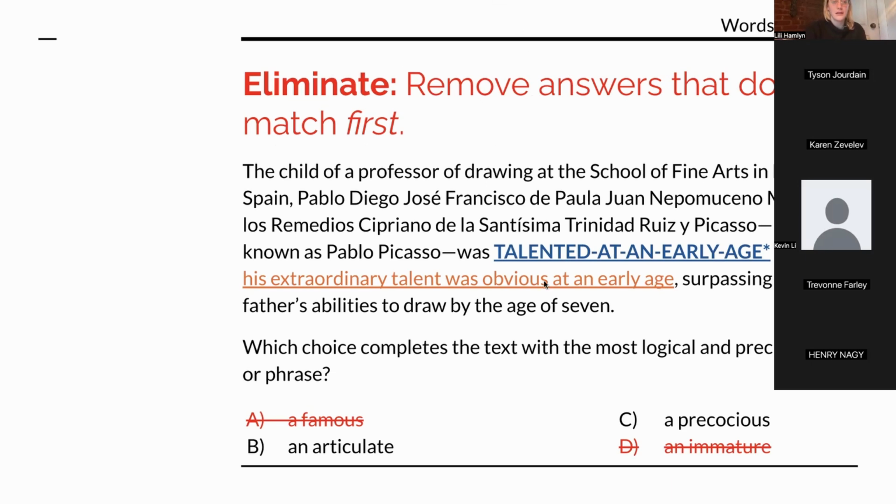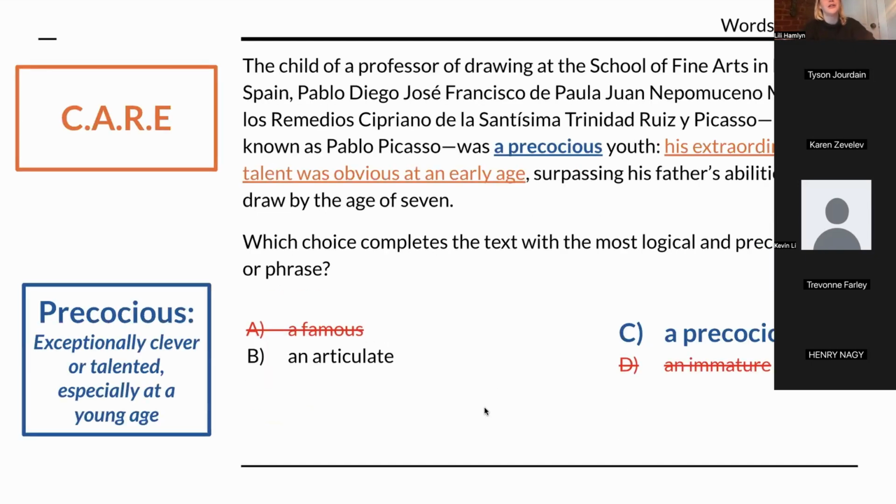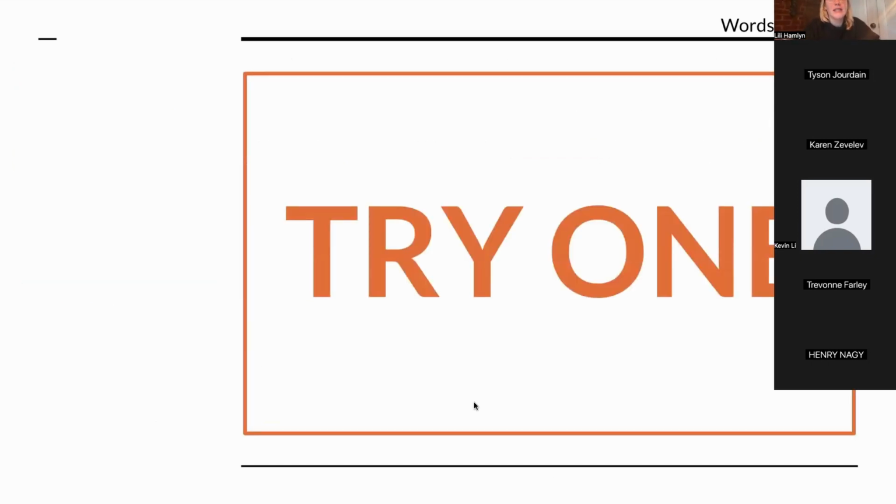I think it might be articulate. Okay, so articulate, he may well have been articulate. That would make sense, but articulate means being very good at speaking. He might have been articulate, but we don't have context clues for it. So it doesn't mean talented at an early age, which is exactly what precocious means. Precocious is exceptionally clever or talented, especially at a young age. It's often used to describe little children who are kind of wise beyond their years, right? Perfect. All good.